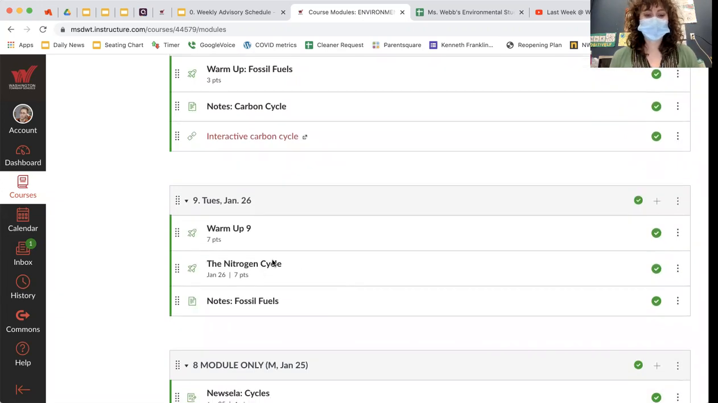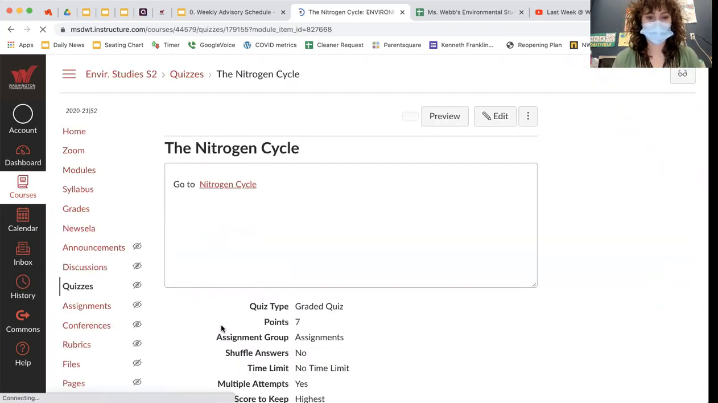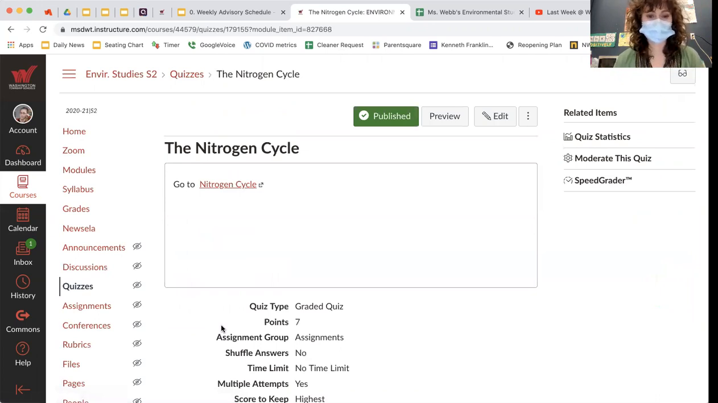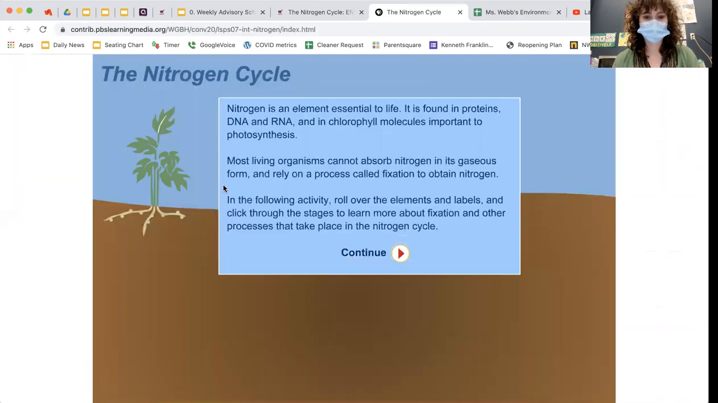So let's start with this quiz here. This is not an actual quiz, it's just like a worksheet, and you're going to click on this link and open up the nitrogen cycle interactive. Okay, so read this. It gives you a good reminder of why nitrogen is important.